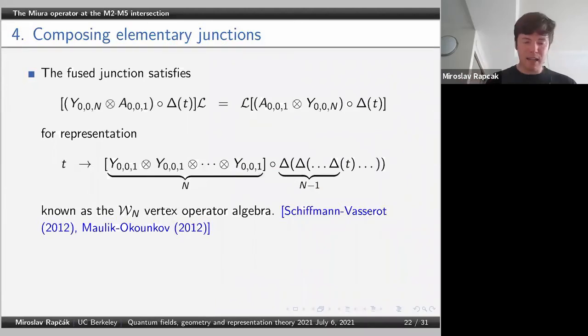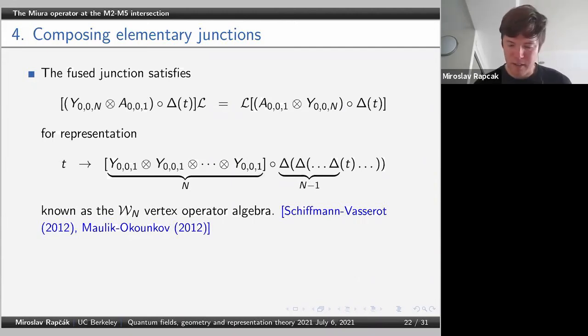Okay, and one can again check that the fused algebra, a fused Miura operator, satisfies the following gauge invariance condition, where now I need to tell you what the algebra Y00n is. It is nothing else but the following.